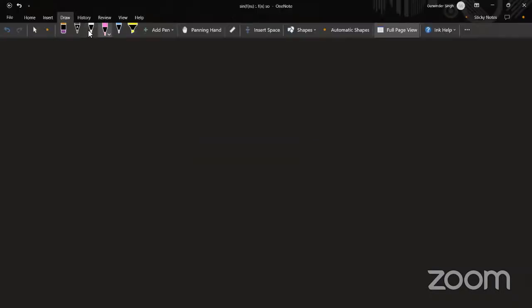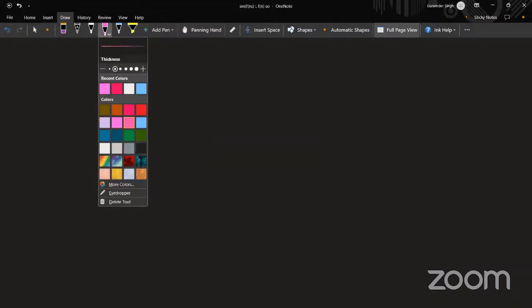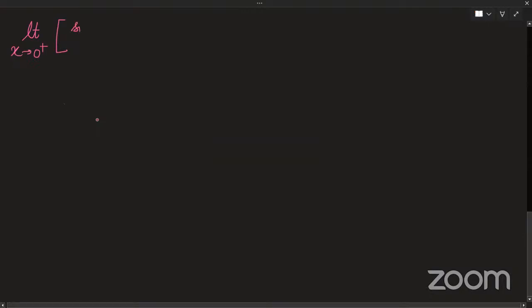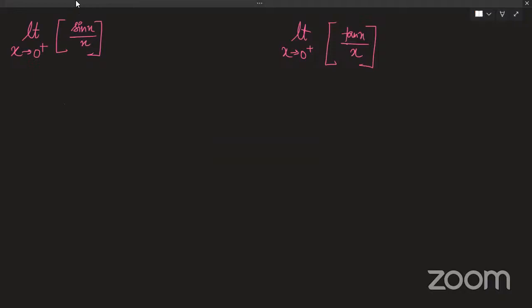So just one conceptual question to discuss before moving ahead. I wanted to ask you, limit x tends to 0 plus, GIF of sin x by x, and limit x tends to 0 plus, GIF of tan x by x. Can you think of this?